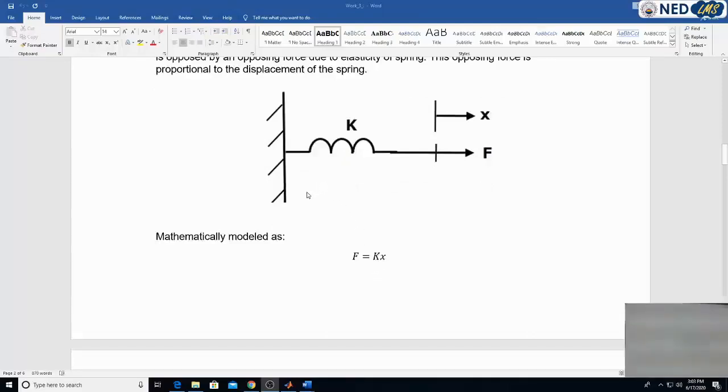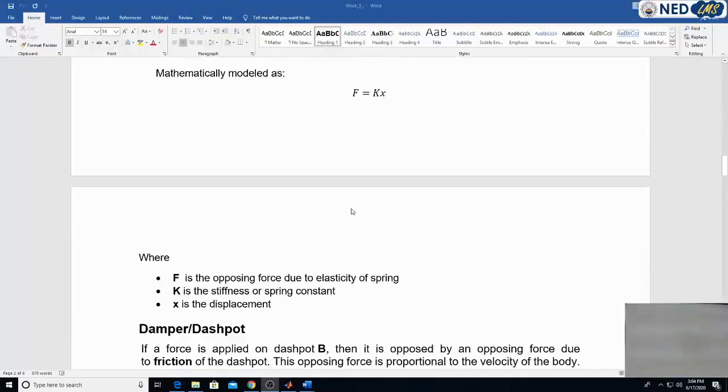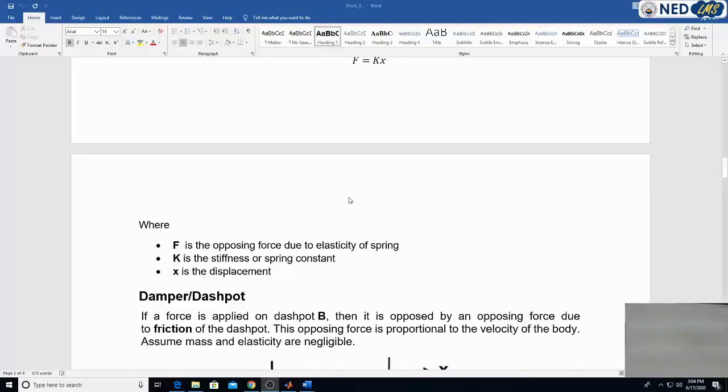So this basic major element of any mechanical translational system can be mathematically represented as F = kx. This is the mathematical representation of this physical system, where F is the opposing force due to the elasticity of the spring, K is the stiffness or spring constant, and X is the displacement.